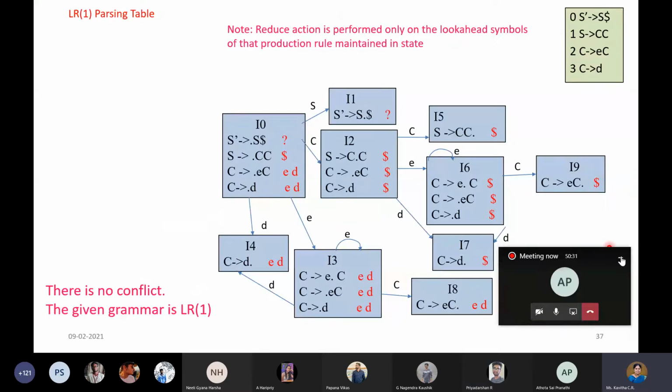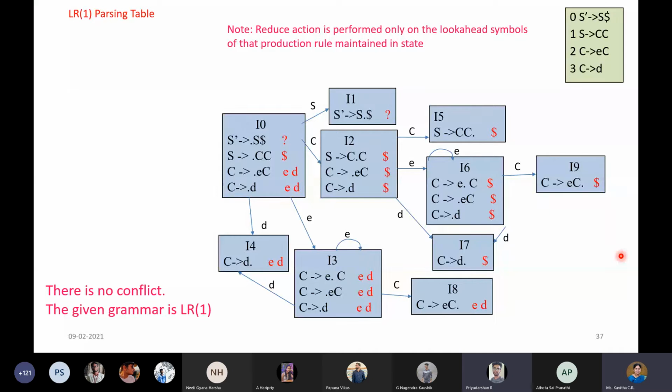Ma'am, like in I2 and I3, the same diagram I have here also. The dot position is the same, but after C we have entered dollar, but here it is like we have copied it from the last follow set, E and D. Okay, this one you are saying, I6 you are saying, I2 and I3.